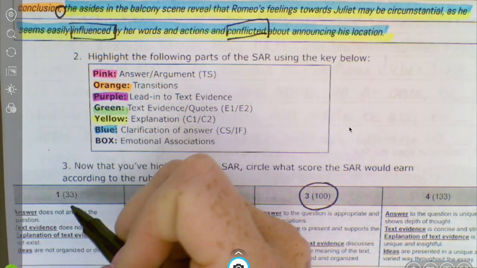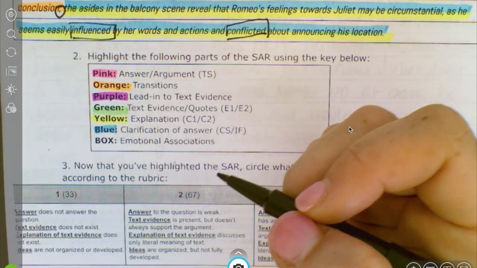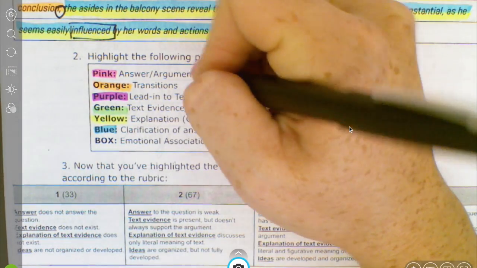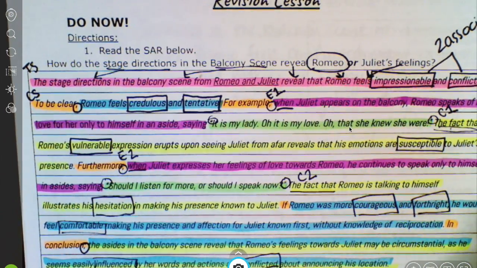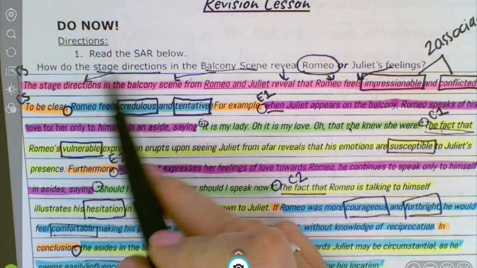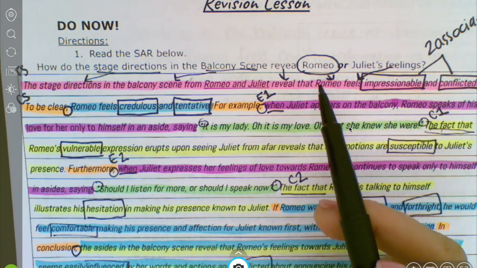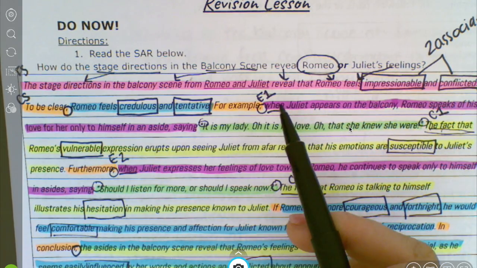If I start here with the 1, it says that the answer does not answer the question. When I say answer, I'm talking about my topic sentence. So I'm going to go into that topic sentence and make sure that it answers the question. Well, we've already said that this has all of the words in the question in the answer, which is awesome because that means I'm directly answering the question.